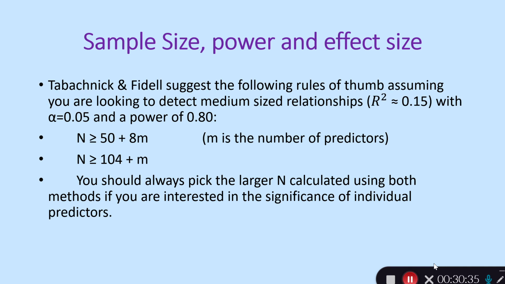So if you had 2 predictors in that first calculation, that'd be 50 plus 8 times 2, so 50 plus 16, which would be 66. You'd need 66 participants. Alternatively, you could use the second formula, where they recommend 104 plus m. So 104 participants plus, if you had 2 predictors, 2, that would give you 106. And you should apparently always pick the larger n calculated using both methods if you're interested in the significance of individual predictors. That is what they're recommending here.